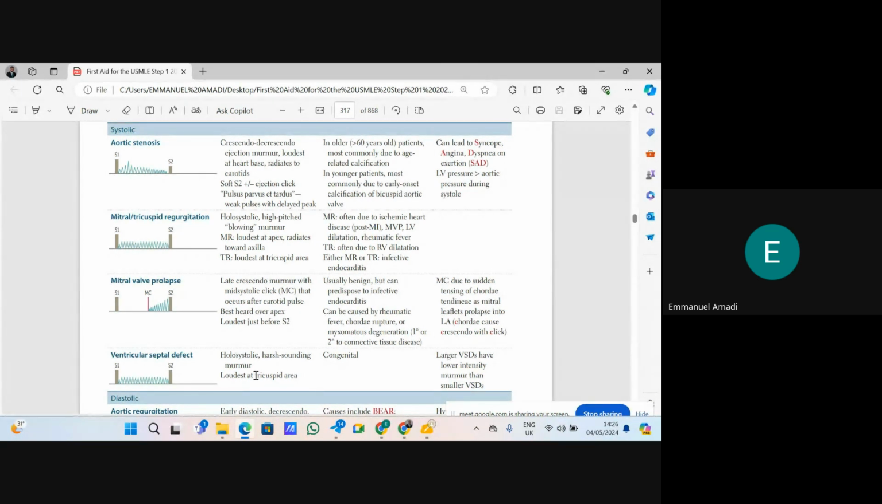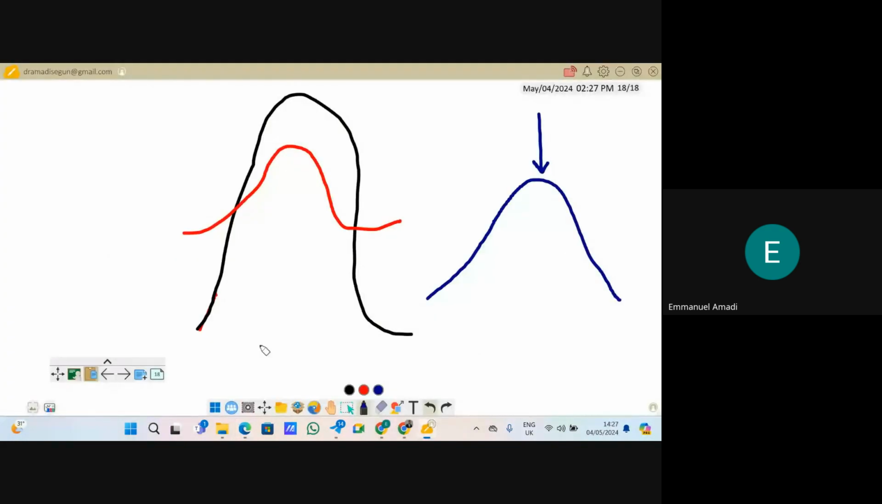Now, if you look at the symptoms of aortic stenosis, it comes with what we call the SAD. It comes with syncope, angina, and dyspnea on exertion. Most people that have aortic stenosis, if they are not exerting, they are good. The reason is this: the valve at this point cannot open normally. So let's assume this is a normal person's aorta. Look at how open it is.